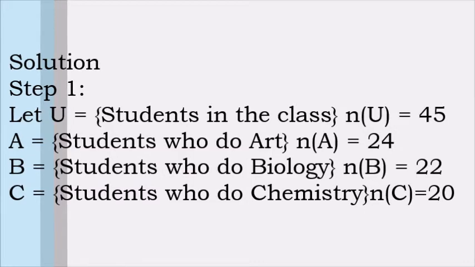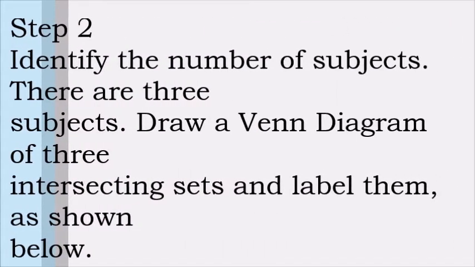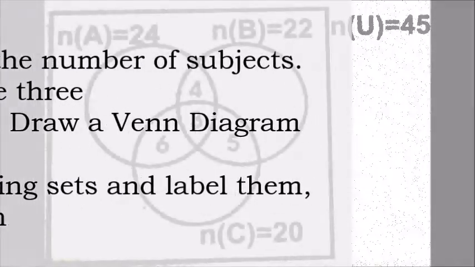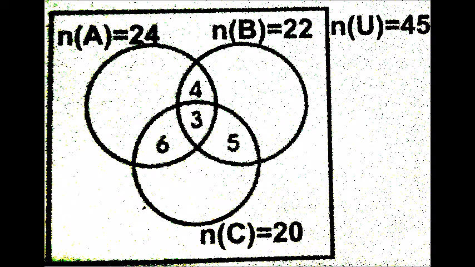Now let's look at step 2. Identify the number of subjects. There are 3 subjects. Draw a Venn diagram of 3 intersecting sets and label them as shown to you. As you can see the diagram on your screen, using the information given in the problem.